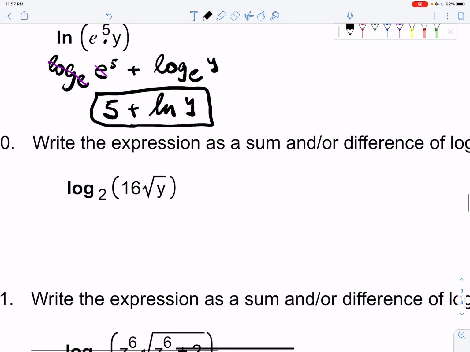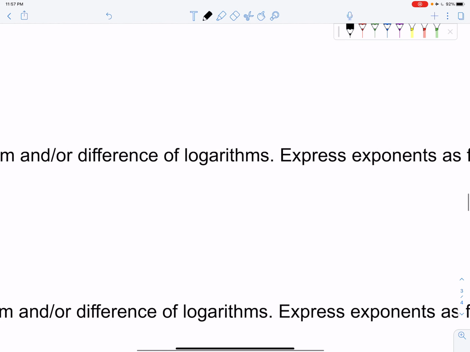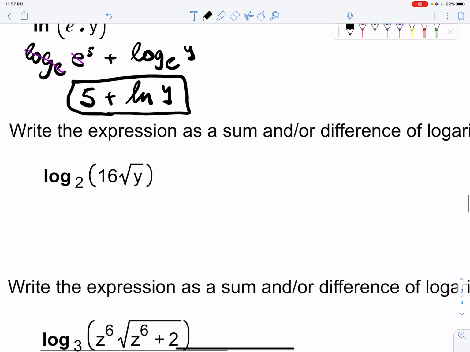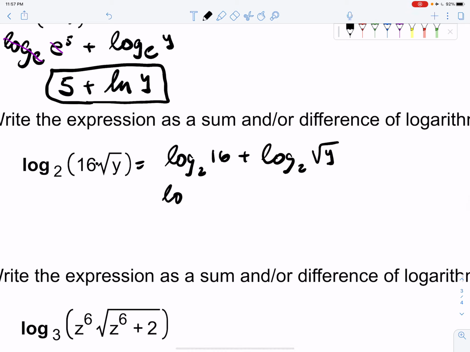Now let's take a look at the next one. It says, same directions, express exponents as factors. Okay, so I'm seeing multiplication again. So we're going to write this as log base 2 of 16 plus log base 2 of the square root of y. Now, as you remember before, 16 can be written as 2 raised to the fourth power. And you may think nothing can be simplified here, but remember that logarithms and exponents are inverses of each other, so really you should write this square root. Remember the square root, index of 2, power of 1, can be written as an exponent, right? So this is going to be log base 2 of y raised to the 1/2 power.